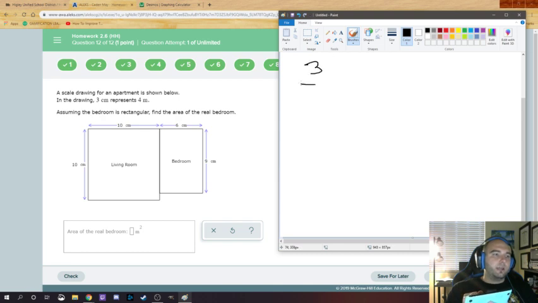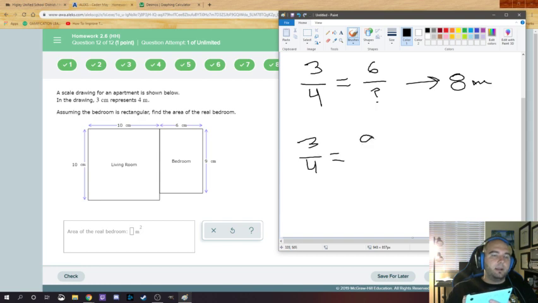So 3 is to 4, right? So 6 is to what? So times 2, times 2, this must be 8. So this 6 centimeters right here represents 8 meters of the real bedroom, right? And then I would do the scaling again. 3 is to 4, as 9 is to what? And then same thing. How do you turn 3 into 9? Times 3. 4 times 3 is 12.